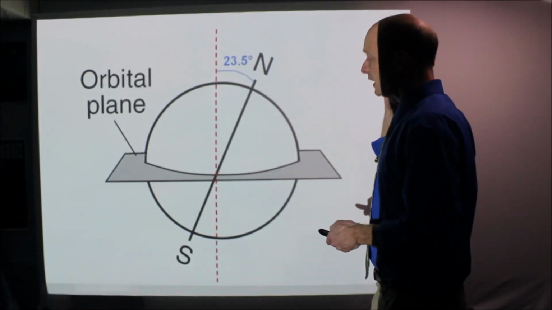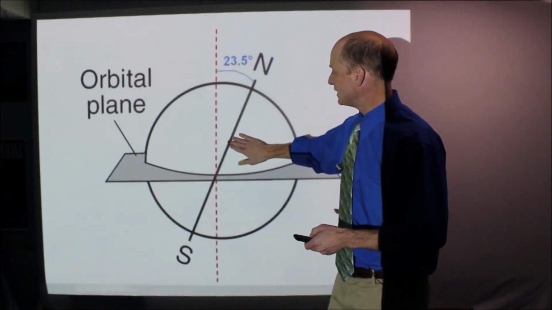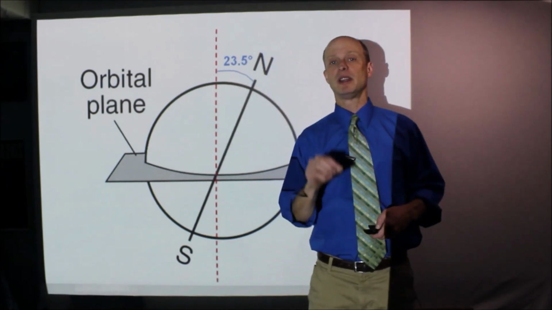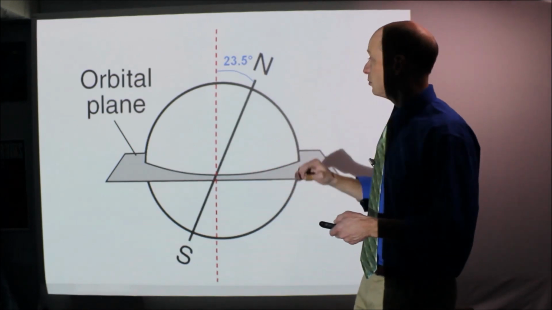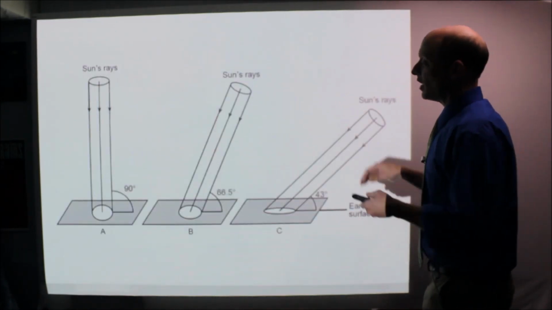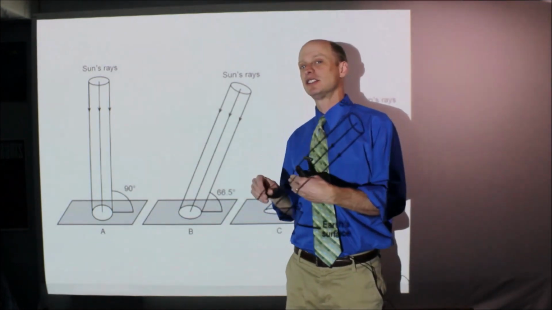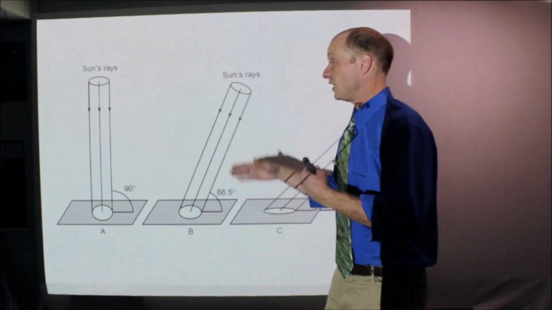First thing I want to point out is if this is Earth's orbital plane here, Earth's axis is tilted. It's not straight up and down. And that tilt is 23.5 degrees, that's what the angle is. That's important to know, 23.5 degrees. And that tilt of the axis affects the angle that the sun hits at any location. Okay, that's important. This is kind of shown here.